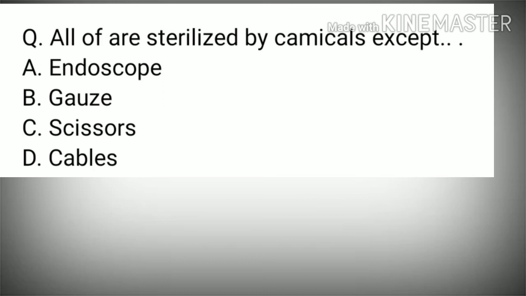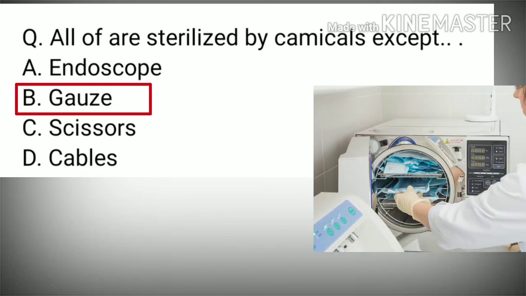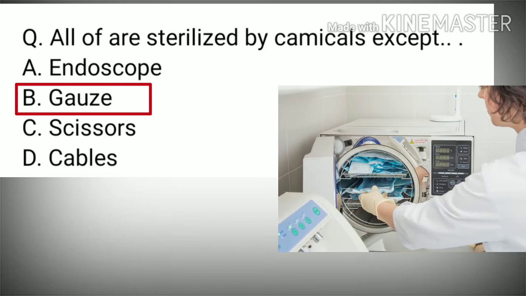All of the following are sterilized by chemicals except A. Endoscope, B. Gauze, C. Scissors, D. Cables. And the right answer is B. Gauze. Gauze and other woolen fabrics are sterilized by autoclave.